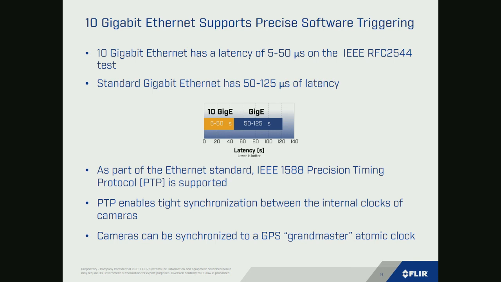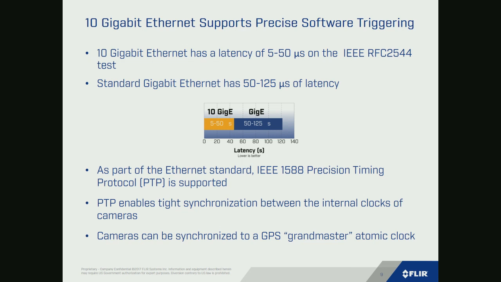Besides just speed, what else do we get from 10 Gigabit Ethernet? Well, one of the things is much more precise software triggering. The 10 GigE interface provides significantly lower latency compared to Gigabit Ethernet. So for an application like closed loop driving, where you want to minimize that latency between the input to your camera and your display, this is an excellent choice.